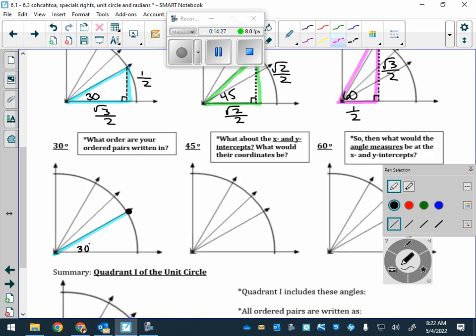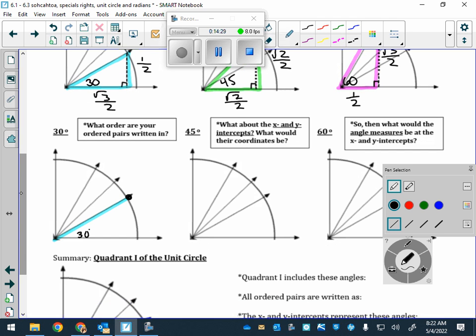Excellent. So we're taking our two individual side lengths and creating an ordered pair. Our horizontal is our X value. Our vertical, or up and down, is our Y, which is 1/2. So we're going to jot down 30 degrees and write √3/2 and 1/2 as our point on that circle. We're going to do the same thing for 45 and 60. Excellent, Tyler.